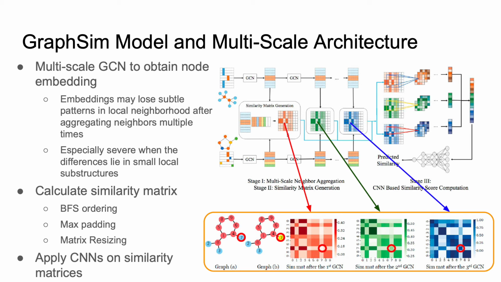That's why in our second phase, we compute the similarity matrix at each scale, and in the third stage, we apply the CNN on each similarity matrix and concatenate the results together to make the prediction.